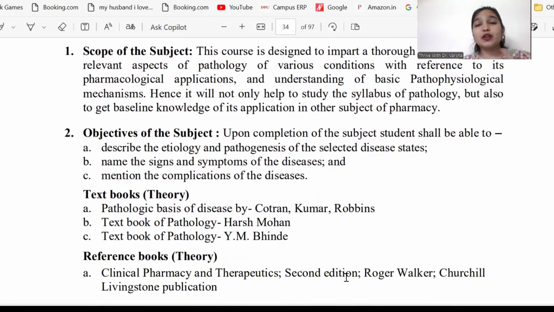What is the objective? Once you have completed this subject, you should be able to describe etiology, meaning causes of any disease condition, then the pathogenesis of the selected disease state, name the signs and symptoms of those diseases and mention the complications of the disease. You will be able to understand all this in your curriculum, and once you complete the subject you should be able to know all this.